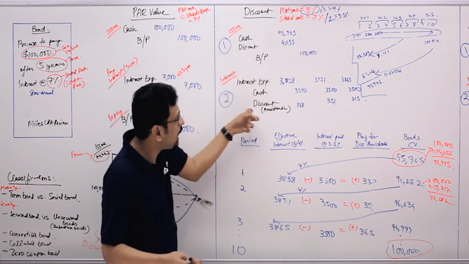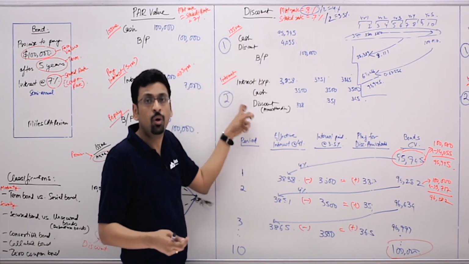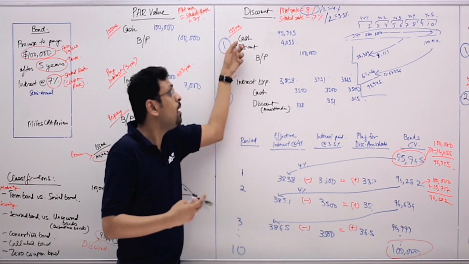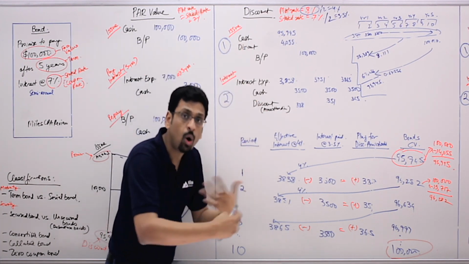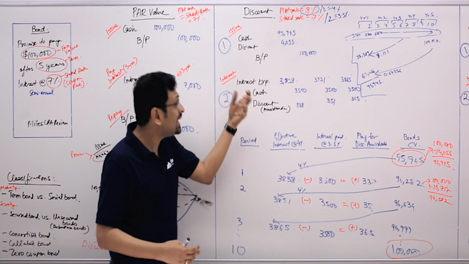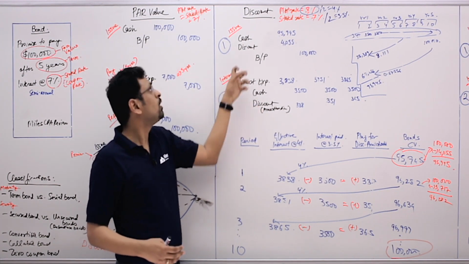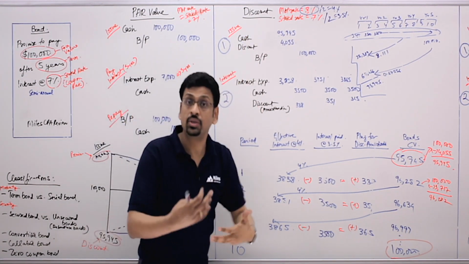This discount was amortized over the life of the bond. So discount was created as a debit account, but we had to credit it to amortize it over the life, and that increased our interest expense. So at issuance, discount was debit.